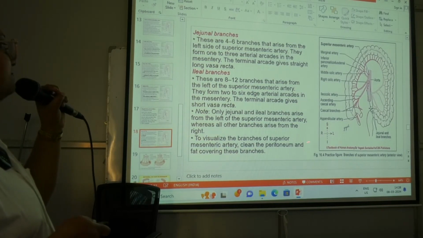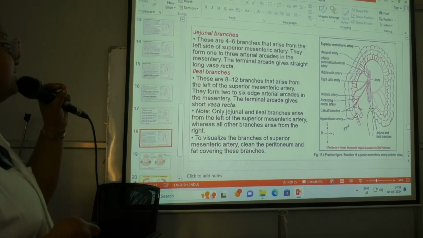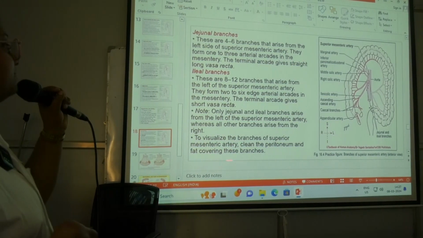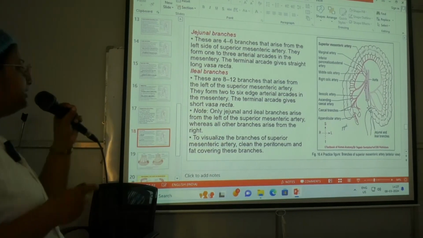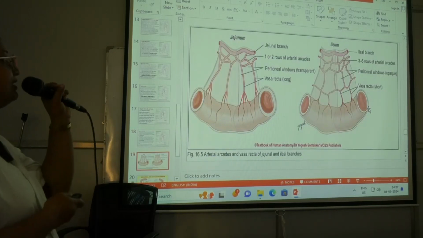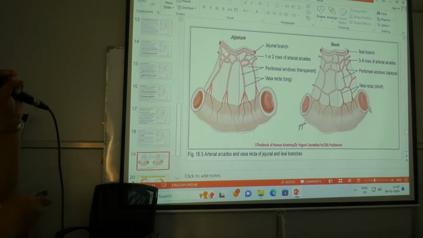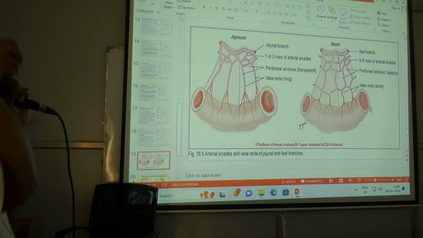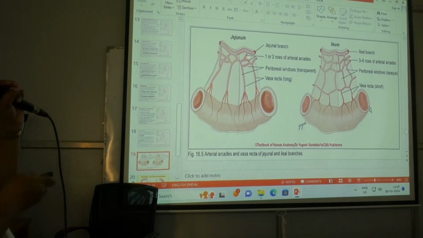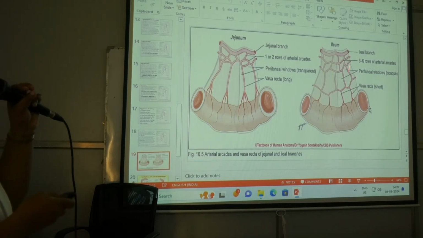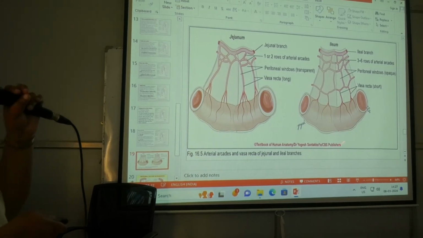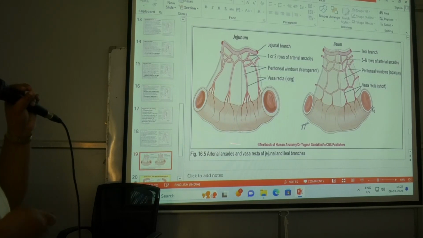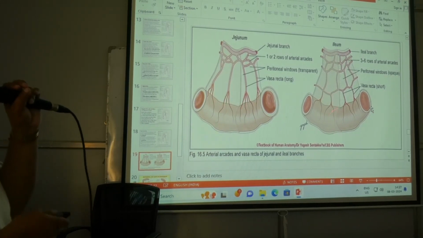So to visualize the branches of superior mesenteric artery, clean the peritoneum and fat covering these branches. You have to clean all those things. Yesterday we did. Next, see, this is jejunum. These are the arterial arcades and windows formation. And these are the long vasa recta. And for the ileum, see, windows are more in number, peritoneal windows, and these are the vasa recta. They are short in length. Understood? That's how you differentiate between jejunum and ileum.